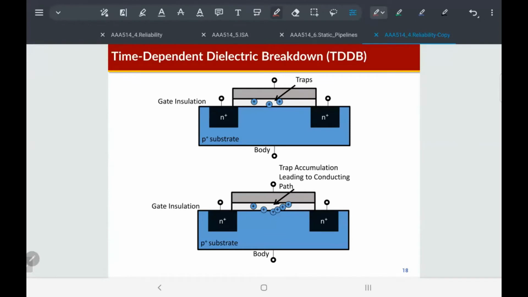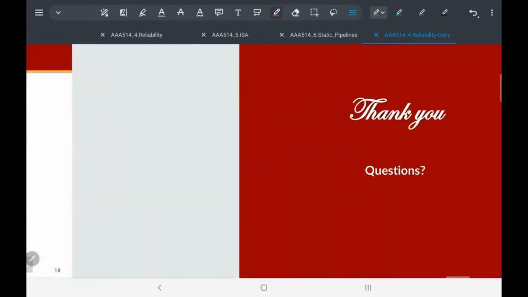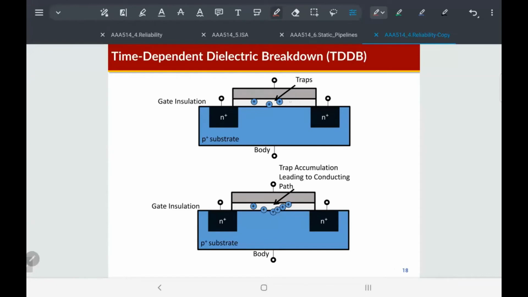It's similar to this NBTI issue. This is the dielectric, which means this is the insulator. But for some reason, holes are trapped in this insulator. So it also influences the voltage level of this gate, which means the property of this MOS transistor is not good. Okay, so this is another real issue.